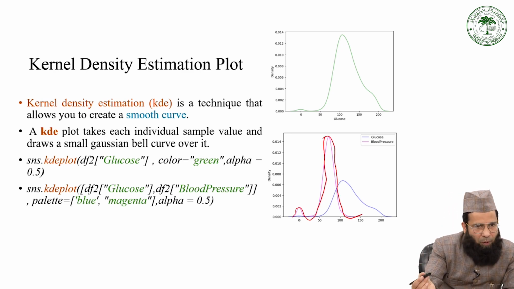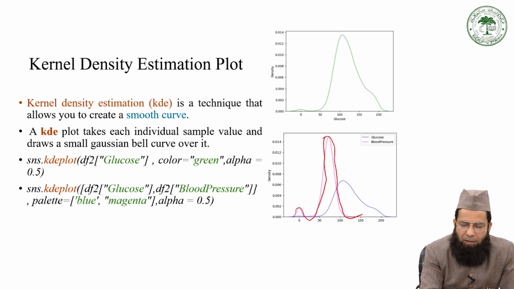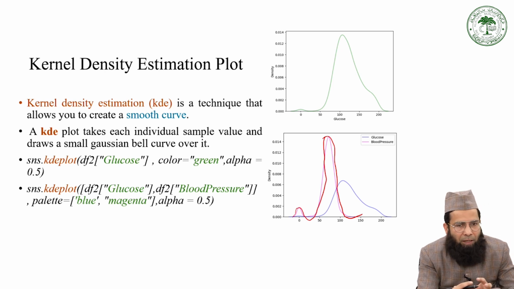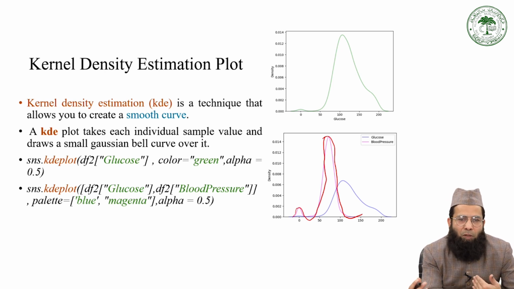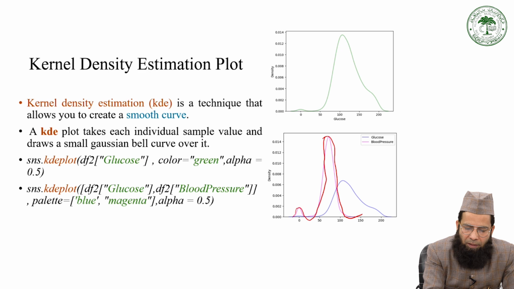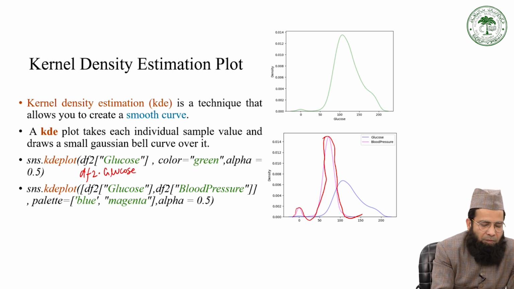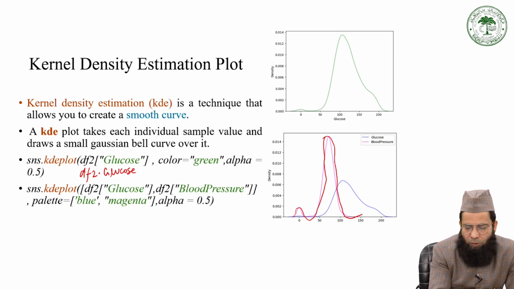How to draw a KDE plot? Again, you can use a single feature or more than one feature. If you are using more than one feature, that needs to be provided as a list of features. Like in this case, I can also use df2.glucose. I can use it in this manner as well, because df2 has different features like glucose level, BP level, blood pressure, and so on.